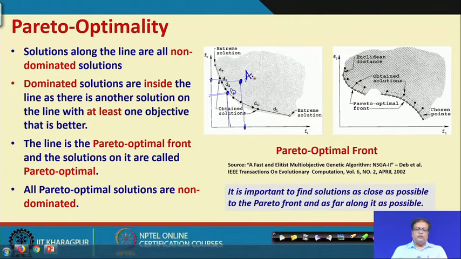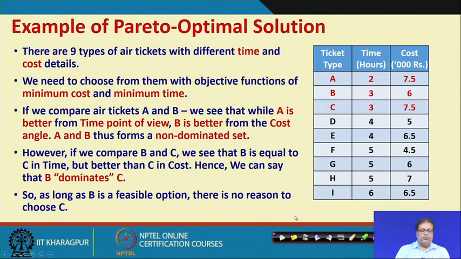So, A becomes a dominated solution, and because A is a dominated solution, it cannot be part of the Pareto optimal front. So, in that sense, all the solutions which will form our Pareto optimal solution can be called non-dominated. Is it all right? And it is important to find solutions as close as possible to the Pareto front and as far along it as possible. Is that all right? So, that is the basic idea of Pareto optimality, but it will be more clear if we take an example. Let us look at this particular example.